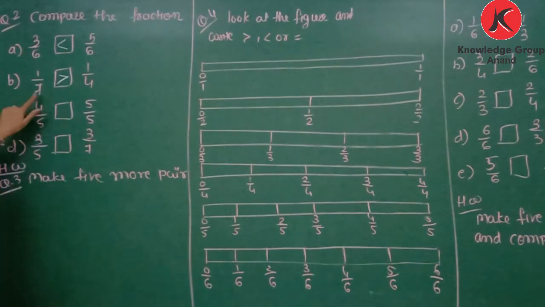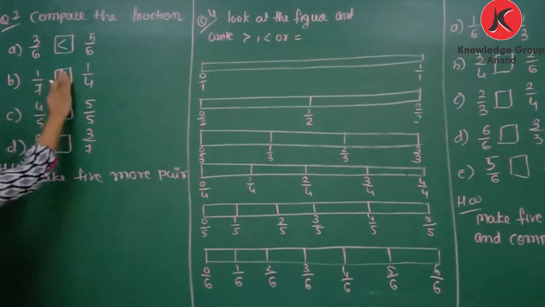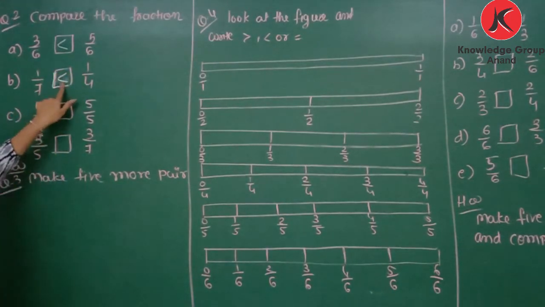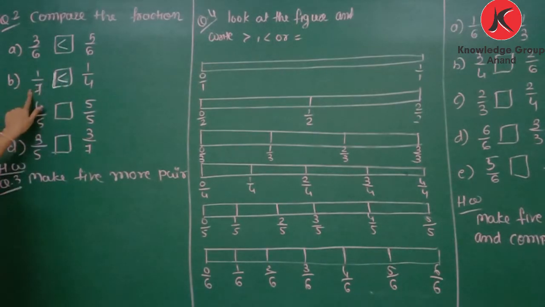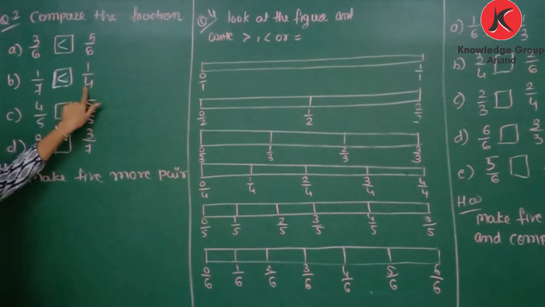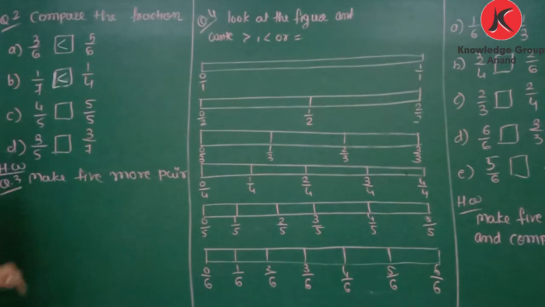So for that, here 7 is greater means it is smaller. So here we have less than sign. 1 by 7 will be smaller than 1 by 4. Why? Because here 7 is larger means it is smaller and 4 is smaller means it is larger. So here we have less than sign.